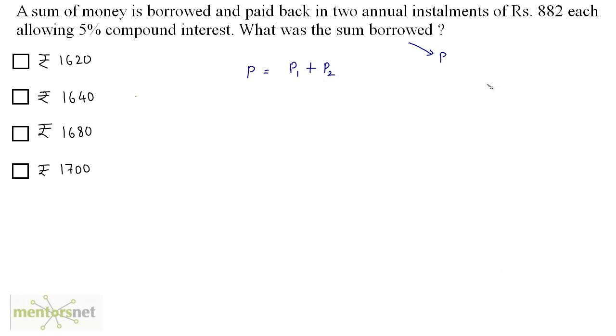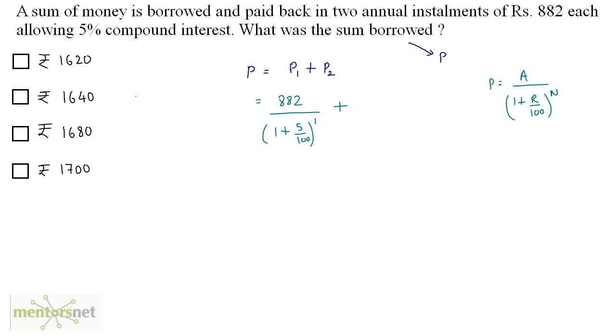Now we know the formula for principal. Principal is equal to the amount upon 1 plus R upon 100 raised to N. So for the first installment the amount is 882. In fact, for both the installments, the amount is 882. So 882 divided by 1 plus the rate of interest, which is 5%, so 5 upon 100. Now what is N? Well, the first installment is paid after 1 year. So N is 1. That means the compound interest will be levied for only 1 year.